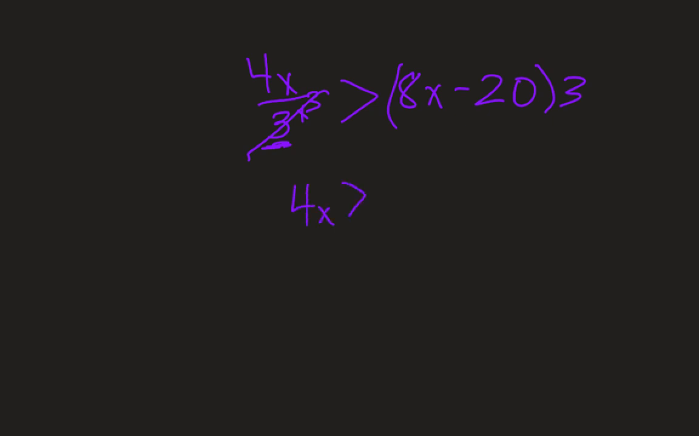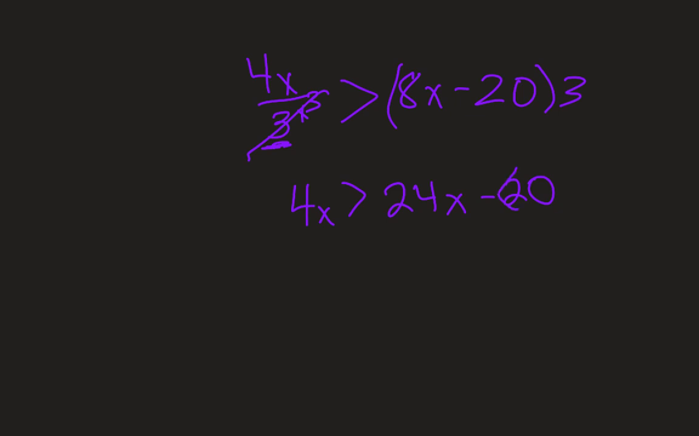Okay, for this one, we have 4x over 3 is greater than 8x minus 20. And the 3 is the thing most obviously in our way. So we're going to multiply by 3 on both sides. I apologize, that cancels out. We have to multiply everything by 3. We end up with just the 4x is greater than 24x minus 20.